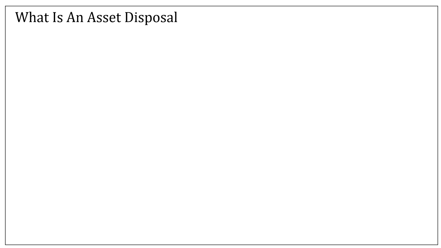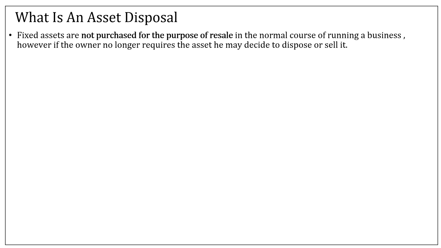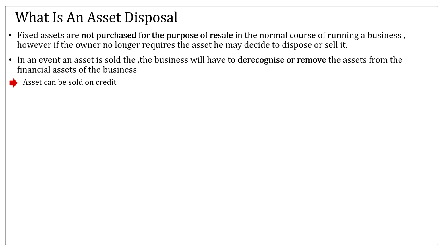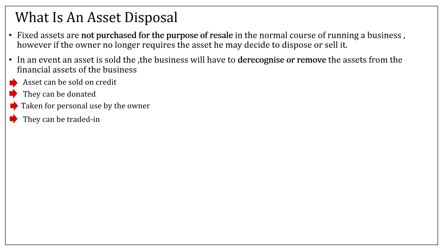What is an asset disposal? The name tells you: disposal means to remove or dispose of. When a business buys an asset and they no longer require that asset, they usually dispose of it. There are many ways in which a business can dispose of assets. The business can sell the asset on credit, they can donate the asset, the owner can take the asset for personal use, or it can be traded in. When an asset is traded in, it means that you swap your old asset for the new one.